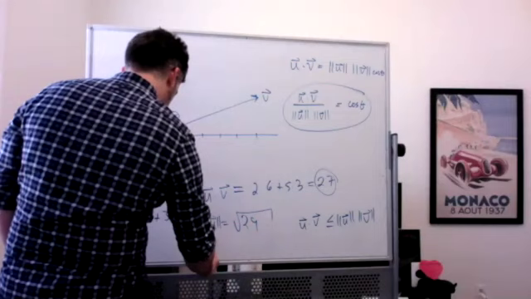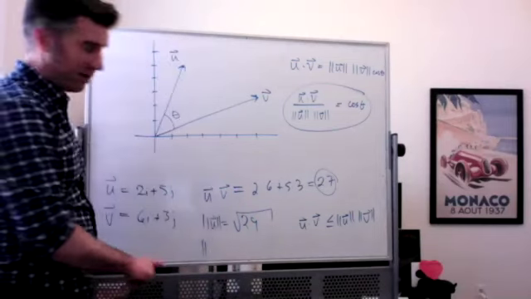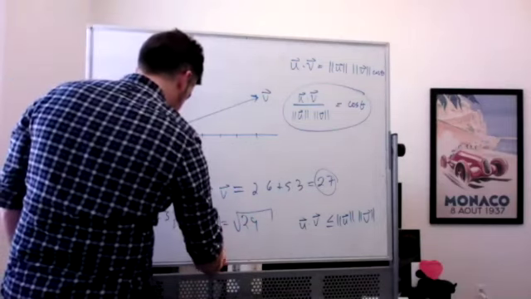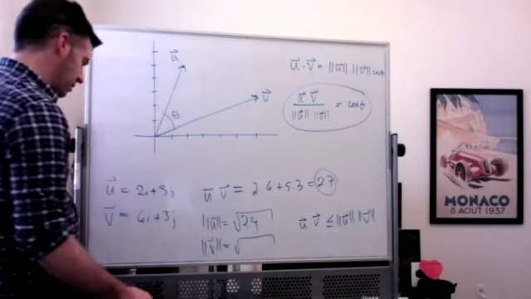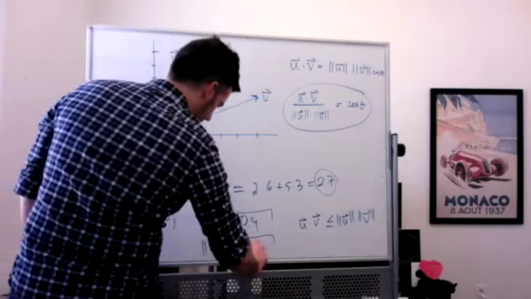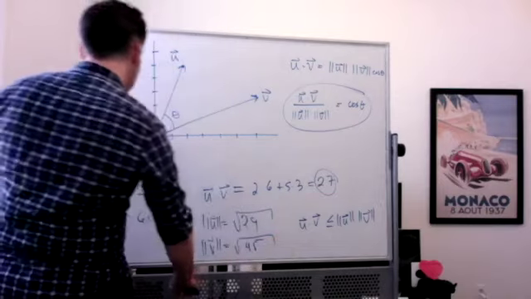The magnitude of, sorry, I think I said v, I meant u. The magnitude of u is the square root of 29. The magnitude of v is the square root of 6 squared plus 3 squared, which is 36 plus 9 is 45.